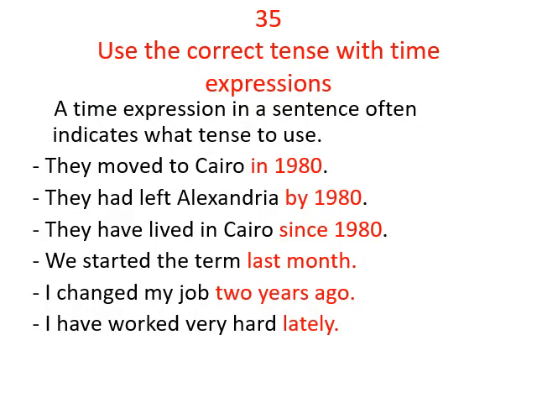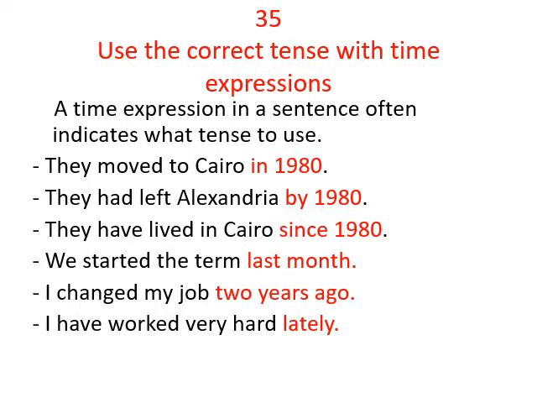طيب نشوف skill number 35. Use the correct tense with time expression. يعني إيه time expression؟ أي expression that tells me about the time، اللي هي الحاجات اللي مكتوبة بالأحمر دي. A time expression in a sentence often indicates what tense to use. دايما التايم expression بيقول لي إيه الزمن اللي استعمله. They moved to Cairo in 1980. 1980 دي is what is past tense، فهستعمل past tense.